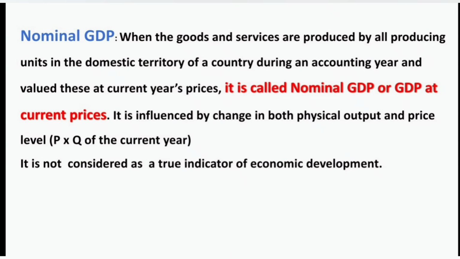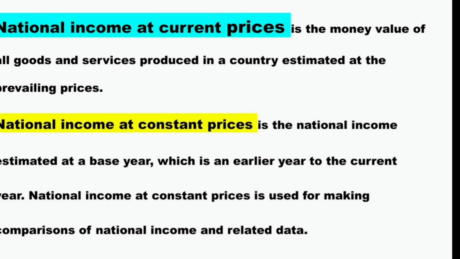So, GDP, gross domestic income, or we can say national income. As you know, domestic income does not include NFIA. When we add NFIA to domestic income, we get national income. Whether it is domestic income or national income, when it is expressed at current year prices, that is, the money value of all the goods and services produced in a country estimated at the prevailing prices of that particular year, it is called nominal national income or national income at current prices.